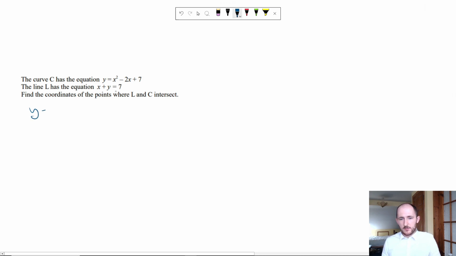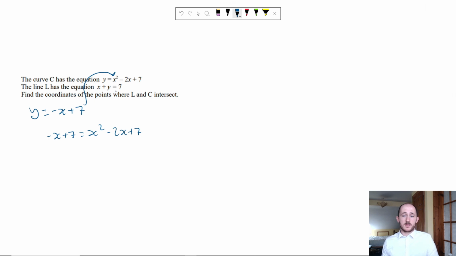So we have y is equal to, let's make it minus x plus 7 instead of 7 minus x. They are the same thing, but visually it's easier for me to see, so that's why I do it. And we're going to sub that straight into ye olde equation up here. So that will be minus x plus 7 equals x squared minus 2x plus 7.